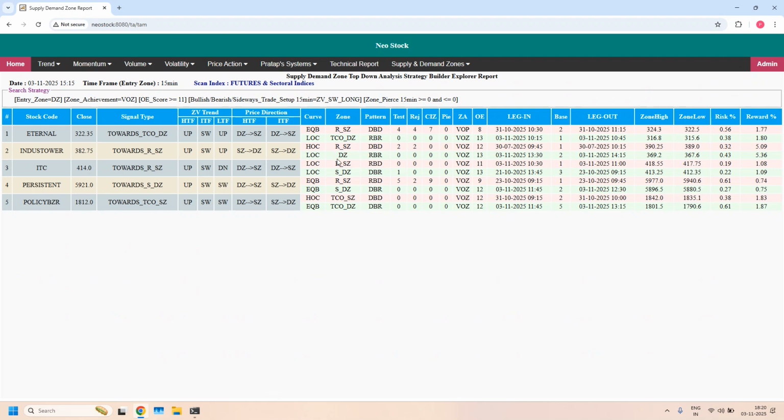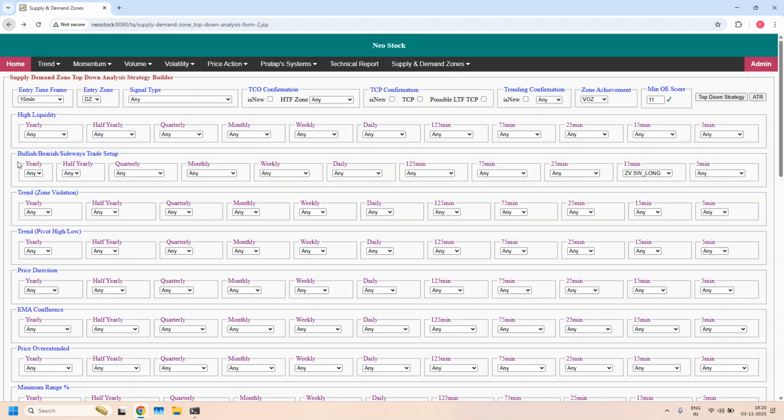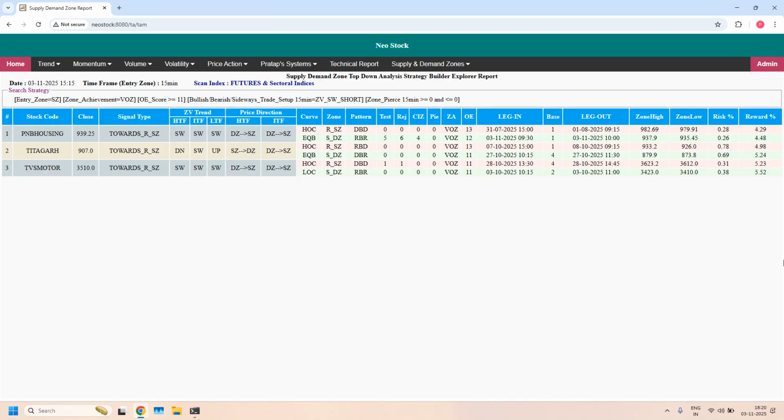All these 15 minutes demand zones are supporting the sideways long trade setup for daily income trade. You should plan trades only if less than 30.3 video checklist items are satisfied. Otherwise, higher chances of zone violation. Okay, next the sideways short trade setup. The entry zones are 15 minutes supply zones, and here sideways short. Let's filter. We got 3 stocks. All the entry time frame zones are 15 minutes supply zones. You should plan trades only if less than 30.3 video checklist items are satisfied.